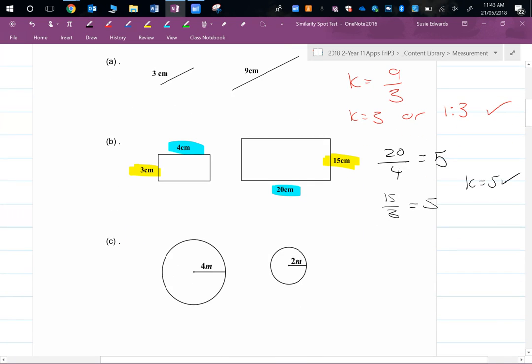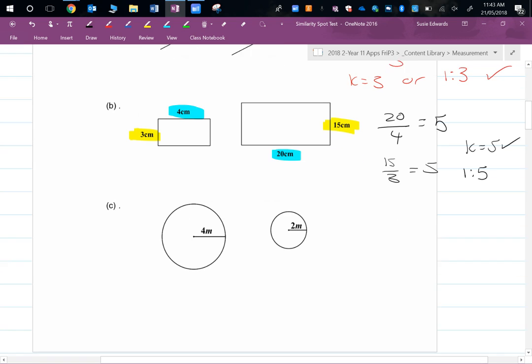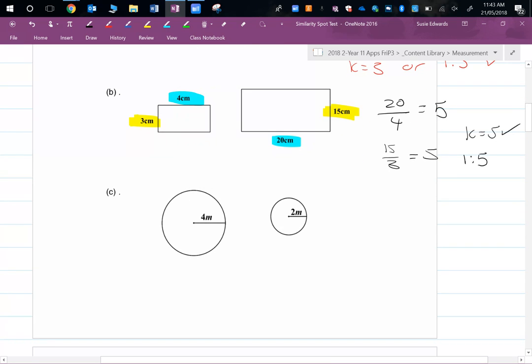Can you still write 1 to 5? Yes, or you could have written 1 to 5. However, it didn't specifically ask you for the ratio. It asked you for the scale factor. But, yeah. All right. I would rather you write what K is if it doesn't ask for a ratio.